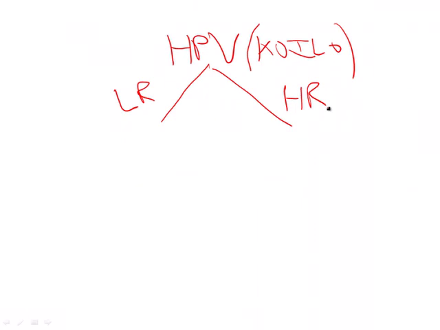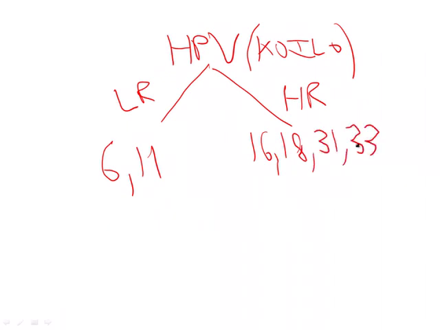Now, basically, the low risk subtypes, the key ones are 6 and 11. And the high risk subtypes, the key ones are 16, 18, 31, and 33. Those are the ones to be most familiar with. If you're limited on time and you're having trouble remembering this, the big ones are 16 and 18. But I'd like you to know that there are multiple. I'm just giving you the four most common here. So the most common low risks are 6 and 11. The most common high risks are 16 and 18.